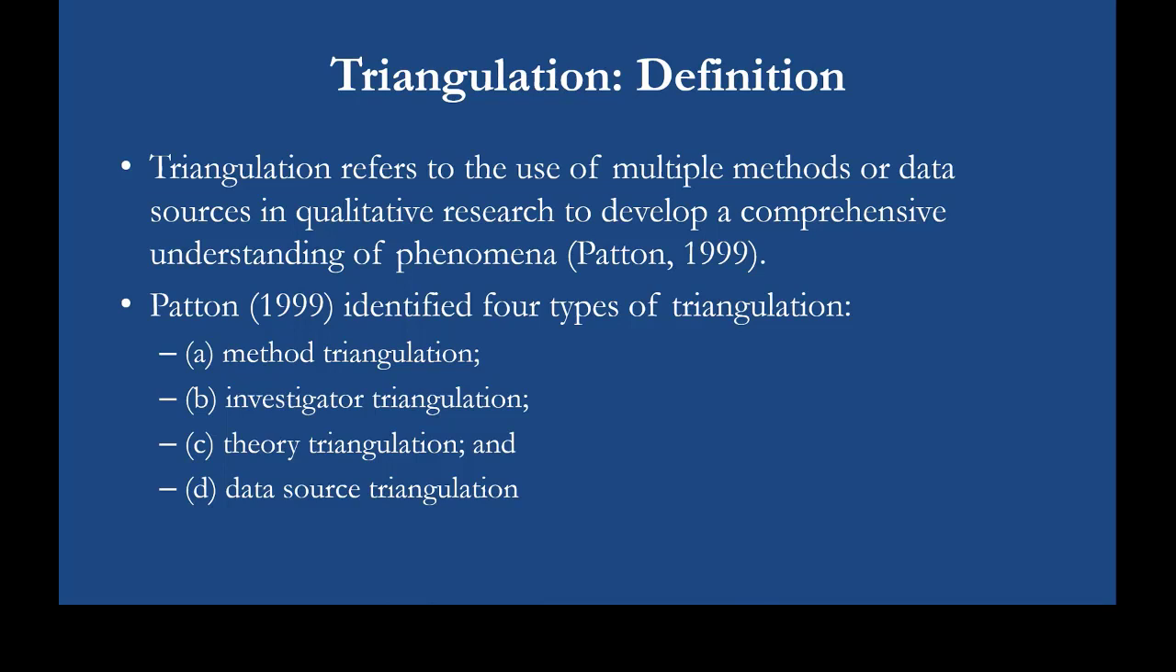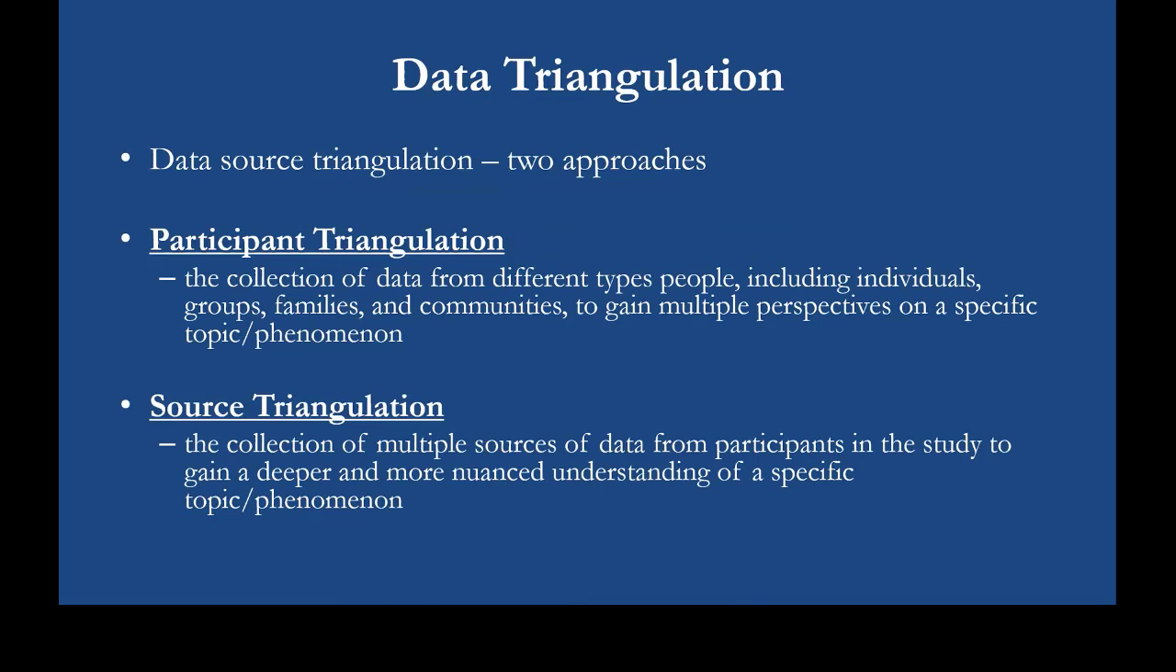And then the last one, and what we're going to talk about most today, because that's the most commonly used one, I would argue, of students in our programs, is data source triangulation. So that's collecting different sources of data from the same group of people or to investigate the same phenomenon. There's really two main approaches that I would say are most common here in data source triangulation. So there's participant triangulation. That's what I just mentioned before with the transition to remote learning example I gave.